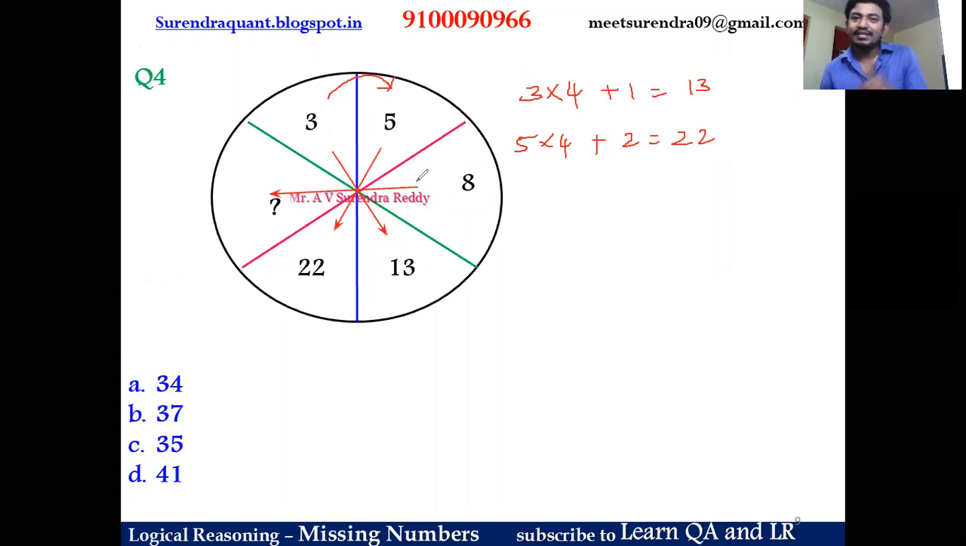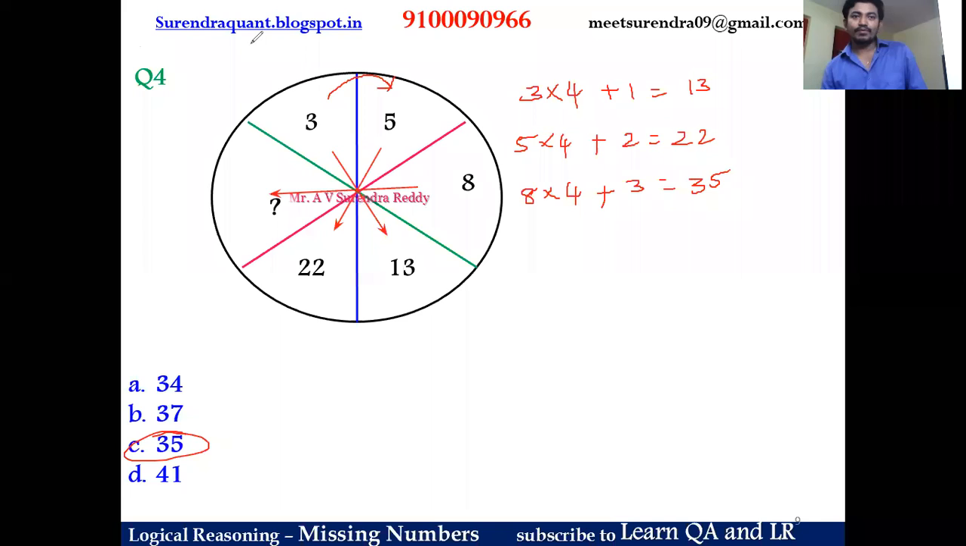Next, what you can do? Into 4, do the same thing, friends. 8 into 4, 32, then add 3, because you are adding 1, 2, 3. 8 into 4 is 32 plus 3, 35, and that is in the options. So we have to change our thought process, depending on options. Here is one such example. So let's go for question number 5.